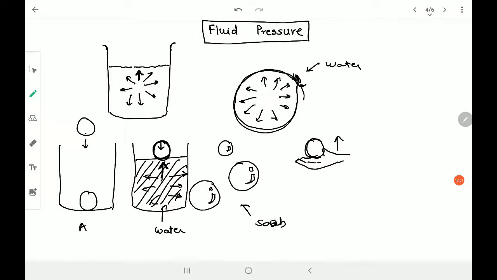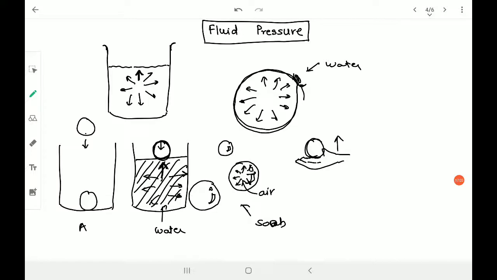Soap bubbles, these are soap bubbles. Even soap bubbles are exactly spherical in shape because there is air inside it, and air exerts exactly equal pressure in all directions. That's the reason it gives you an exactly spherical shape. I hope you must have observed soap bubbles.